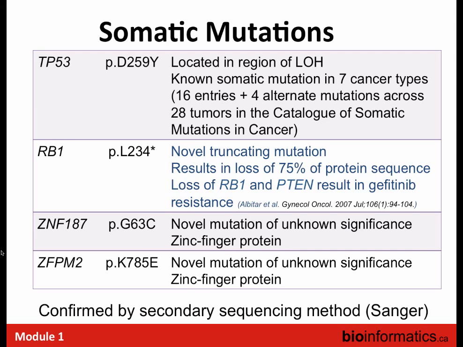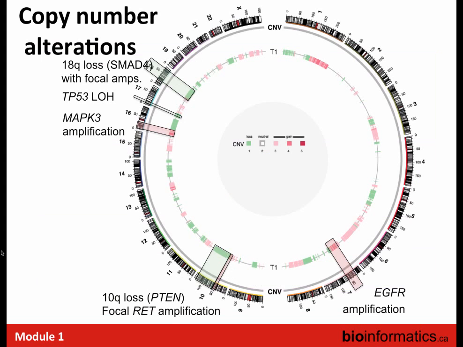And we confirmed all these by a secondary method. I showed you PacBio sequencing earlier. In this case, we used Sanger sequencing. All 4 of these mutations were confirmed. Here's a Circos plot of the copy number alterations. Just like I showed you earlier, gains of data, or additional data, or missing data, gains and losses. In this case, this nominated relatively few, at least interpretable, copy number alterations.